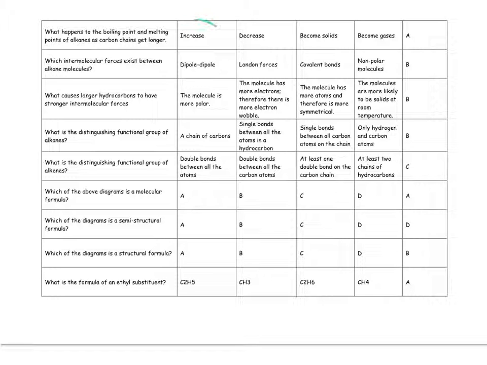They are going to increase because the intermolecular forces increase. Which intermolecular forces exist between alkane molecules? Well, they're non-polar molecules, so they're held together by London forces. What causes larger hydrocarbons to have stronger intermolecular forces? They are going to have more electrons in them, and that's more points of contact and more place for mini dipoles. The molecule has more electrons, therefore there is more electron wobble or electrostatic points of attraction.